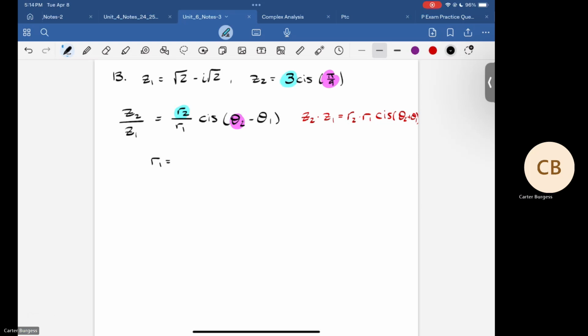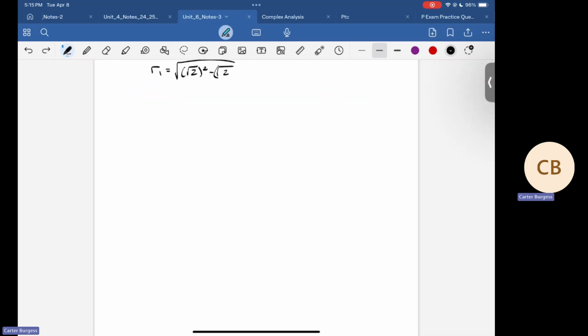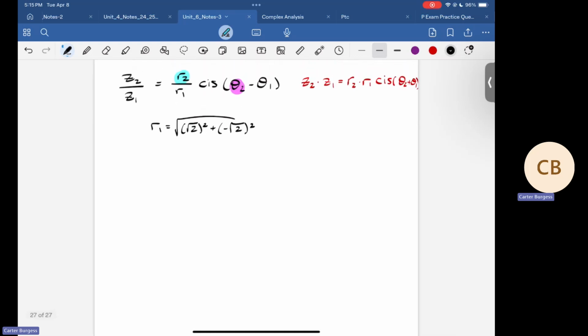r1 is going to be the square root of x squared, square root of 2 squared, plus, and this is negative here, I'll write this a little better, plus negative square root of 2 squared. Positive and negative root 2 squared is just going to be 2 each. I get the square root of 4 here, which is 2.